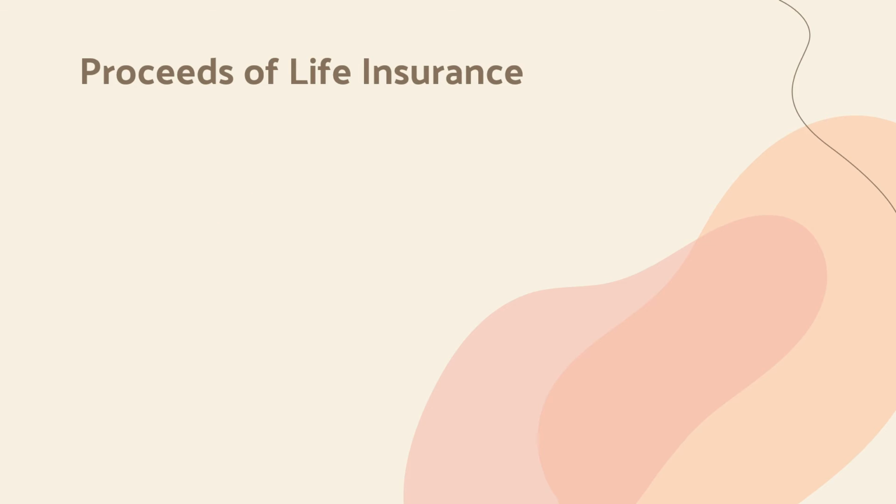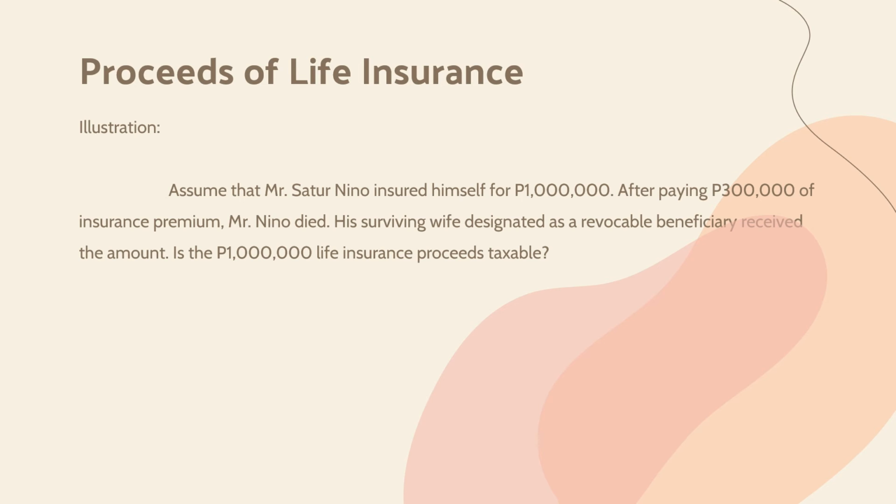Here is an illustration of proceeds of life insurance. Assume that Mr. Saturn Nino insured himself for 1 million pesos. After paying 300,000 pesos of insurance premium, Mr. Nino died. His surviving wife, designated as a revocable beneficiary, received the amount. So is the 1 million pesos life insurance proceeds taxable?